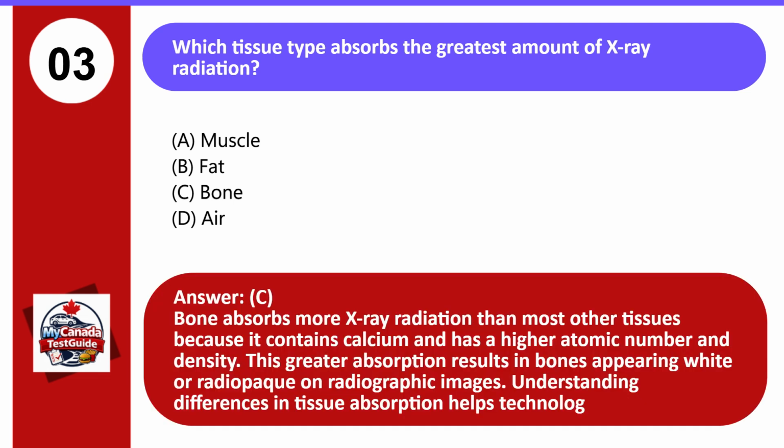Bone absorbs more X-ray radiation than most other tissues because it contains calcium and has a higher atomic number and density. This greater absorption results in bones appearing white or radiopaque on radiographic images. Understanding differences in tissue absorption helps technologists adjust exposure factors appropriately for various anatomical structures.